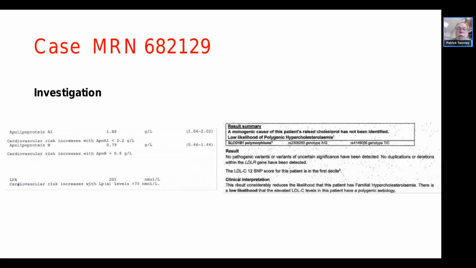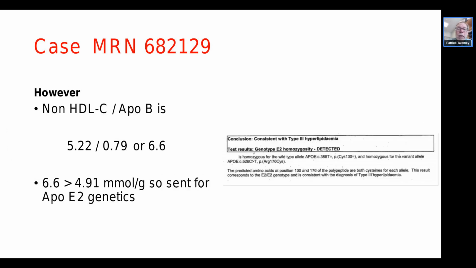But interesting, the non-HDL to ApoB ratio was raised. Now, I haven't provided the reference for this. It's Neely 2019 in Clinical Chemistry, and Alan Schneiderman did a ratio because they suggested replacing the total cholesterol to ApoB ratio with the non-HDL to ApoB. And the best cutoff they found was 4.91.